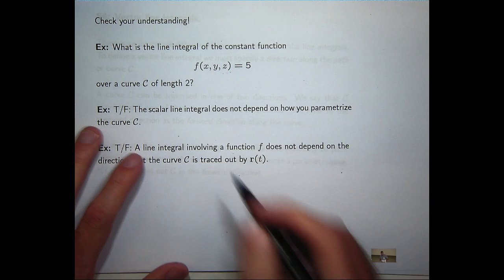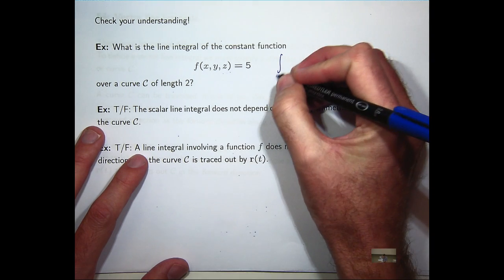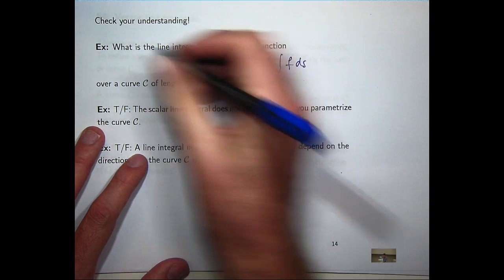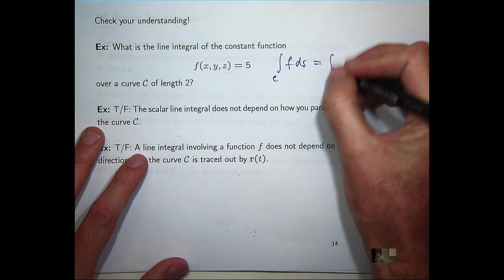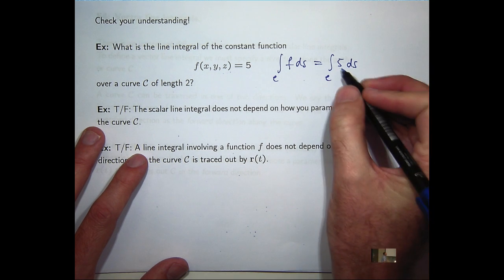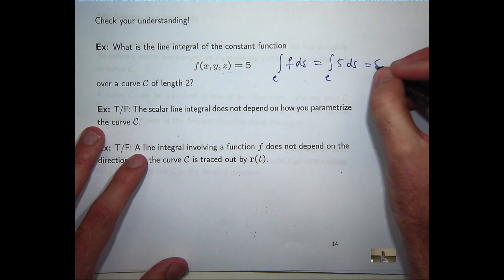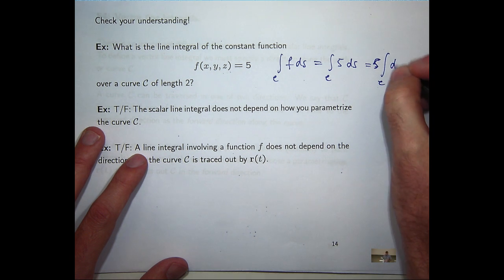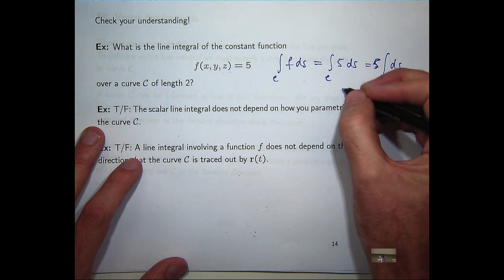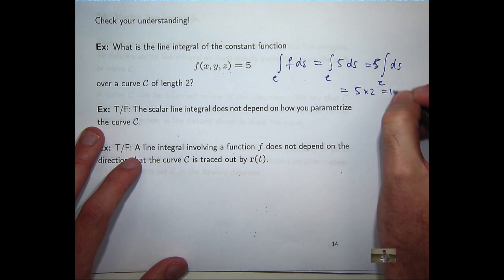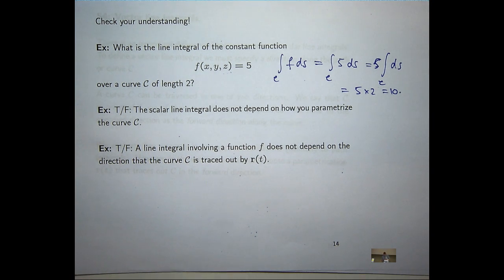Why? No parameterization necessary, right? So it's true that it's 10. This is just 5. 5's a constant, so I can bring it outside the integral sign. And what does this integral ds measure? That's the arc length. 5 times 2, 10. How good's that? Nice, huh? It'd be good if you got one of those in the exam. No parameterization necessary.